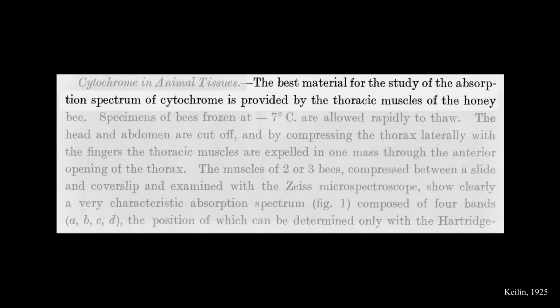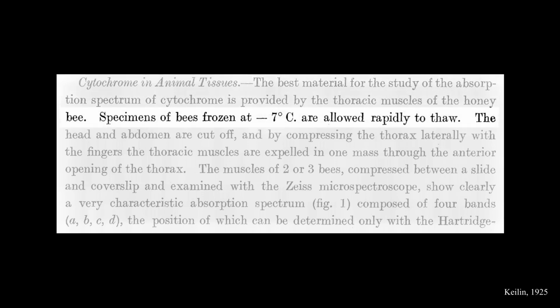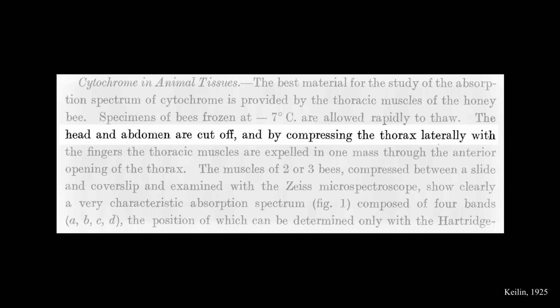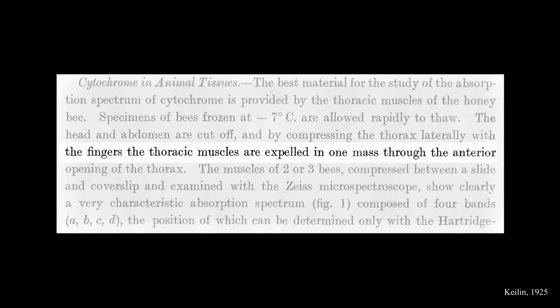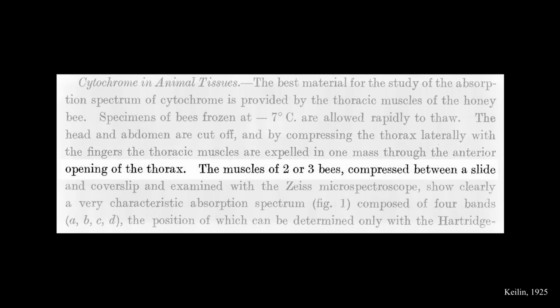The best material for the study of the absorption spectrum of cytochrome is provided by the thoracic muscles of the honeybee. Specimens of bees frozen at -7 degrees Celsius are allowed rapidly to thaw. The head and abdomen are cut off, and by compressing the thorax laterally with the fingers, the thoracic muscles are expelled in one mass through the anterior opening of the thorax.